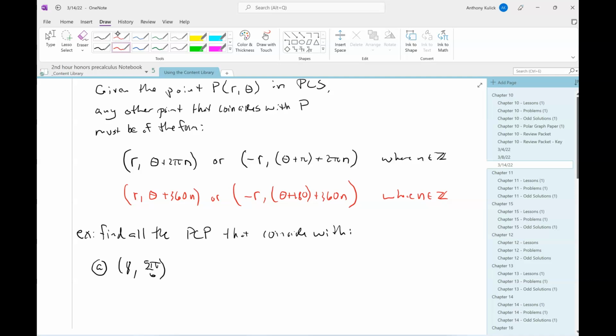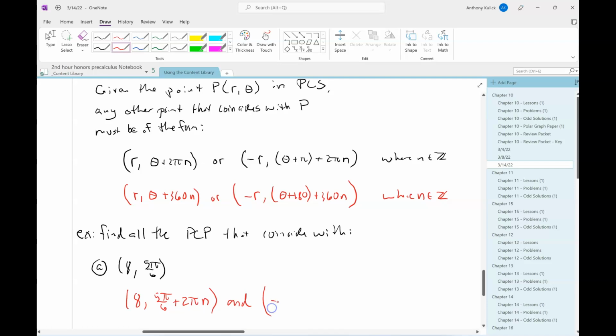Okay, so let's say we want to find all the polar coordinate points that coincide with 8 comma 5 pi over 6. So the first set of points would be the ones that are coterminal to theta, right? The same thing plus 2 pi n.